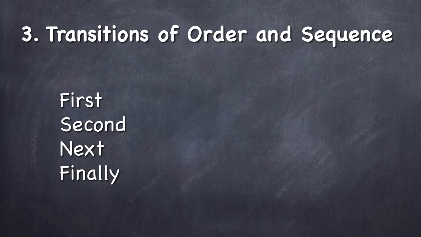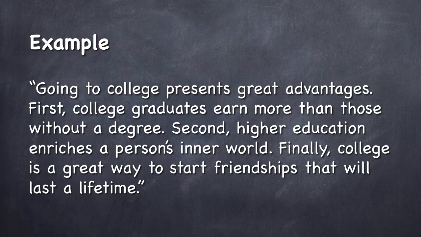Number 3, transitions of order and sequence. These are words like first, second, next, and finally. And let's do an example. Going to college presents great advantages. First, college graduates earn more than those without a degree. Second, higher education enriches a person's inner world. Finally, college is a great way to start friendships that will last a lifetime.